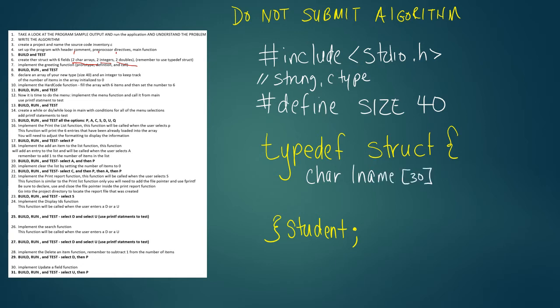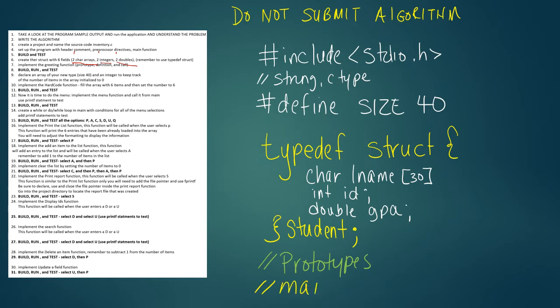And there will also be an integer for the ID. And there will also be a double for the GPA. So what you need to remember is that you're going to define this structure, and yours is going to have 6 fields instead of just 3 like mine. Then below that, you will put your prototypes. And below that, you will put your main function. And below that, you will put your definitions.